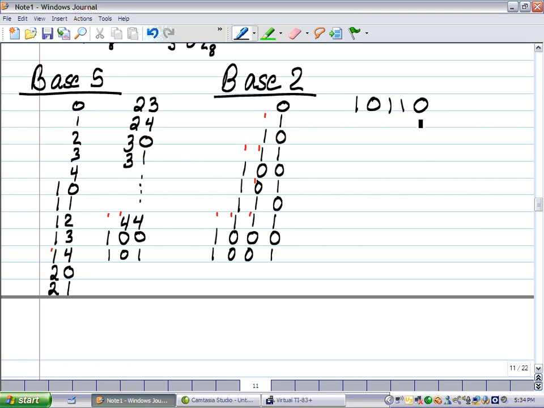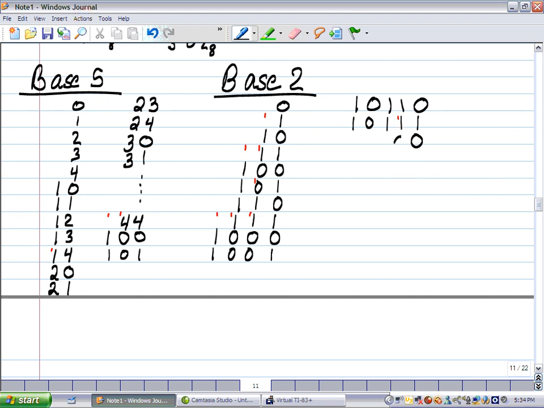Okay, first I'm going to add 1. All these stay the same. Okay, now I'm going to add 1 for the next one, but I can't have a next number after 1, so I have 0. Go to the next place value.